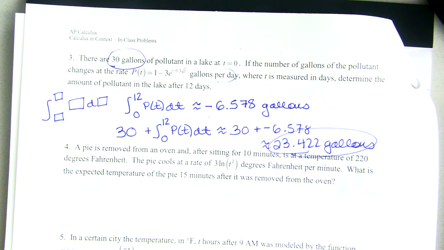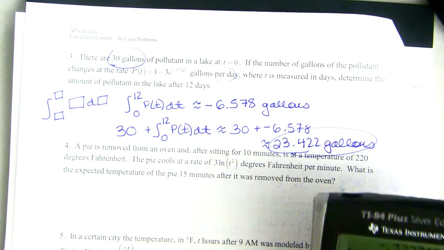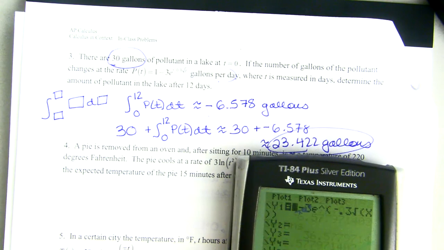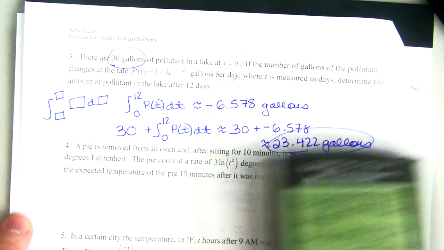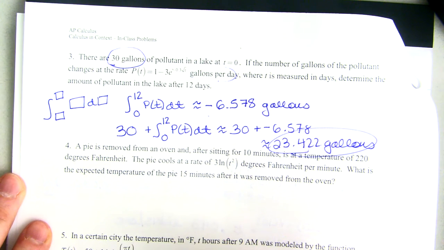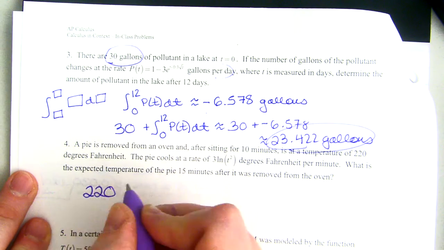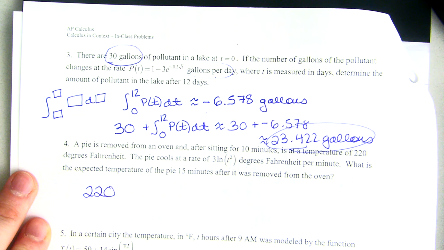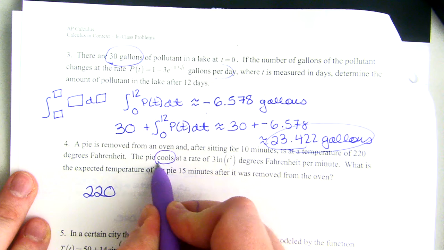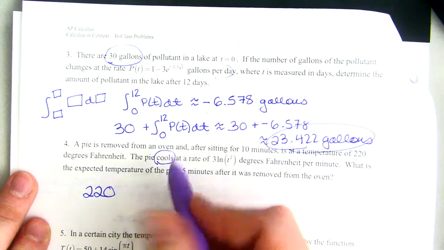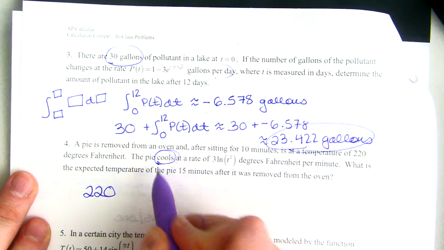Okay, so for this one, I might as well store it in the calculator. We're going to say 3 times the natural log of x squared, and that's all in there. Now, your starting temperature is 220 degrees. There's something a little bit different with the language here. I'm not telling you how the temperature is changing. I'm telling you how the temperature is cooling. I've already added in kind of the sign to what's happening over here.